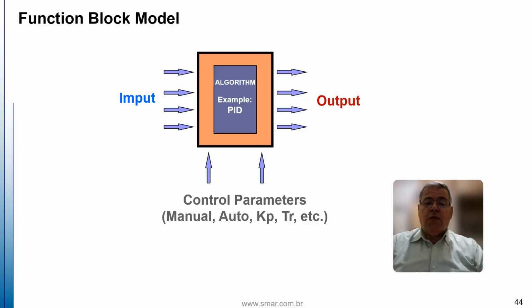The function block model and algorithm of function blocks. It will include the inputs, the processing of the block strategy, the outputs, which are the results, and the parameters will be configured. For example, the PID, we will have automatic and manual, the PID tuning, KP, TR, etc. So this is the generic model of a function block.